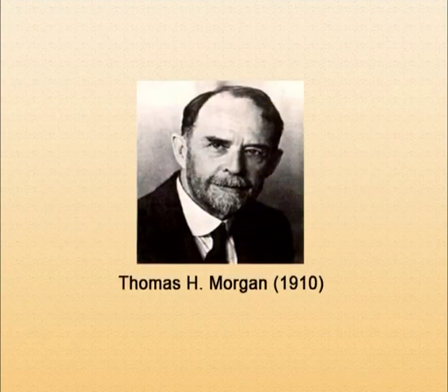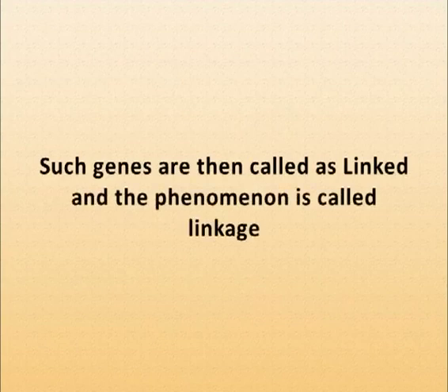Morgan proposed that the genes are found in coupling or repulsion phase because they are present on the same chromosome in case of coupling, or on two different but homologous chromosomes in case of repulsion. Such genes are then called linked, and the phenomenon is called linkage. According to Morgan, the two genes can be either close to each other or away from each other on a chromosome. Thus, the strength of linkage will be determined by the distance between the two genes in question.